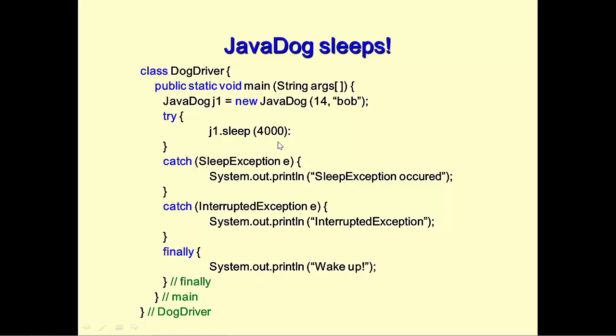If nothing occurred, then we're just going to come down here to the finally and say wake up. Or if an interrupted exception occurred because the thread couldn't actually sleep, then we would come down here and say interrupted exception, and then the finally would run and we would print wake up.